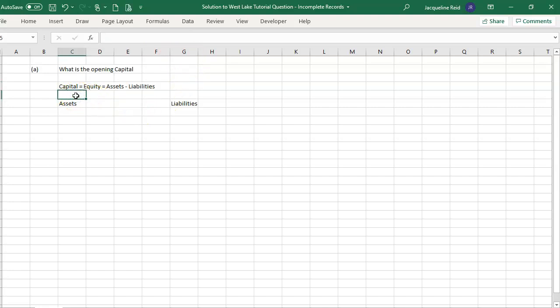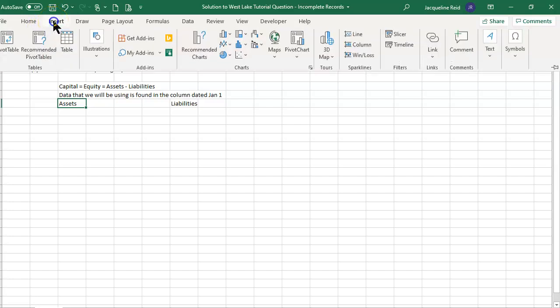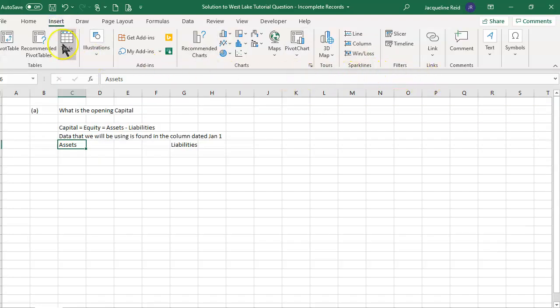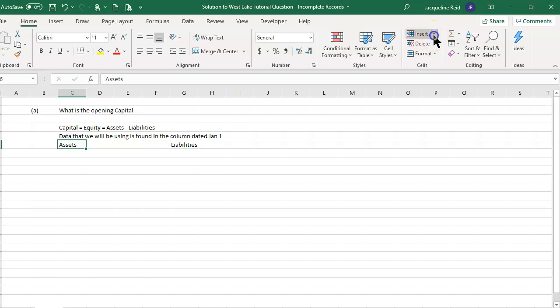So the thing to note is that the data that we're going to be using is found in the column dated January 1st. Okay? Now, one of the things that you must be wary of when computing the opening capital is that persons tend to forget the opening balance in the cash book.